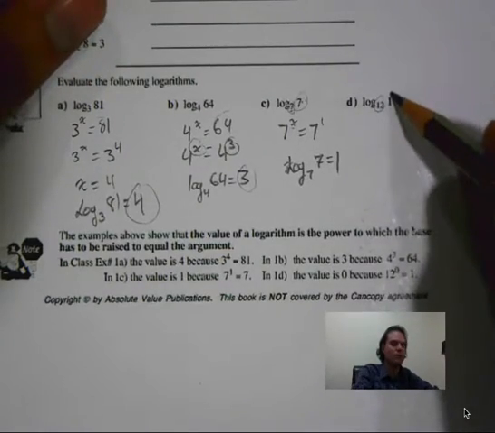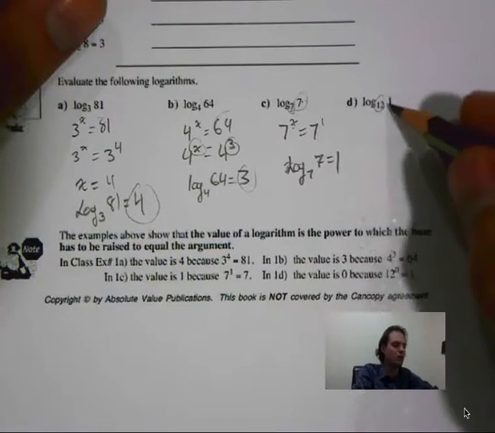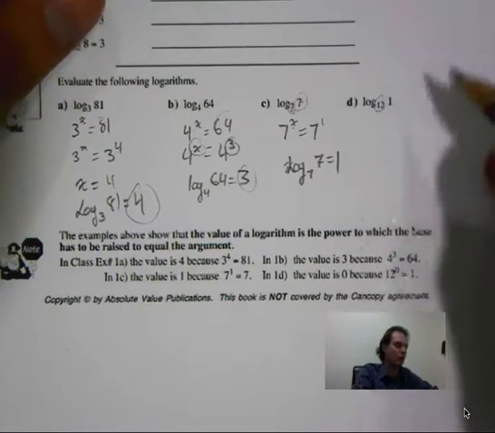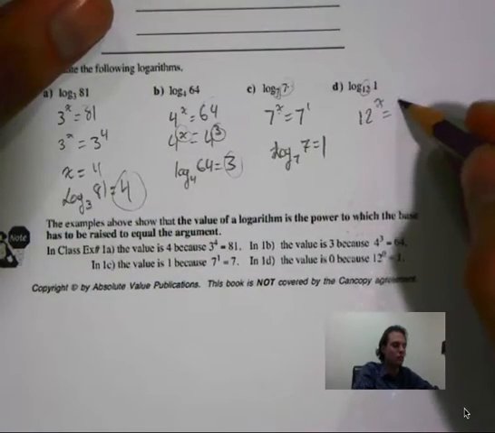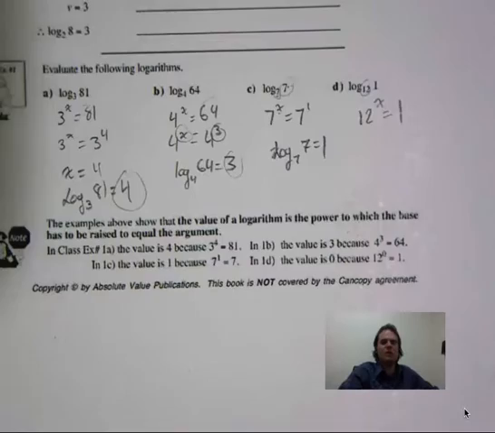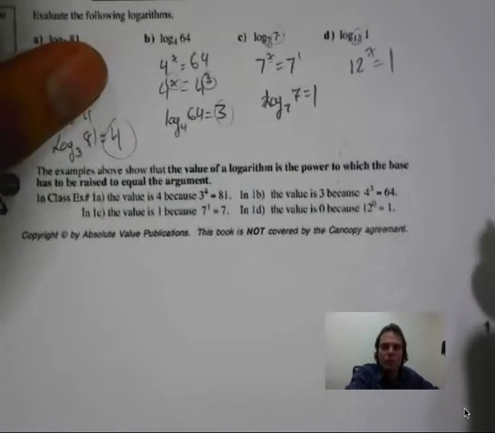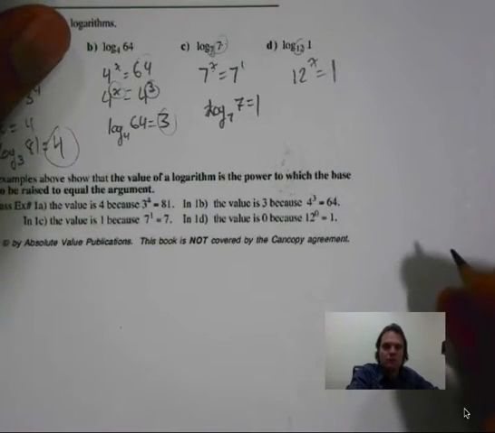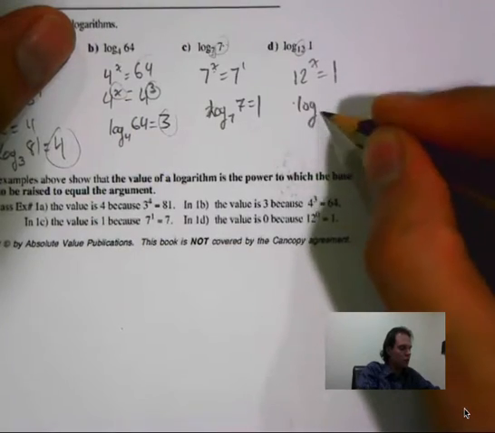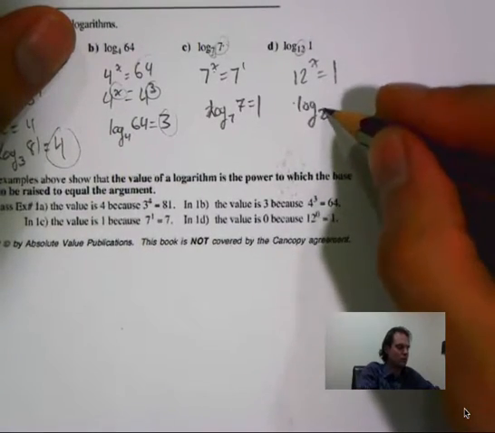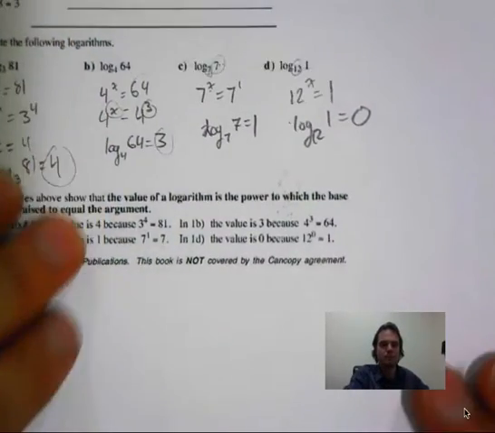Here's the next one. Log base 12 of 1. So let's take a look at that. That is 12 to the x is equal to 1. Well, anything to the power of 0 is equal to 1. That means x must be equal to 0. So log base 12 of 1 is equal to 0. Okay?